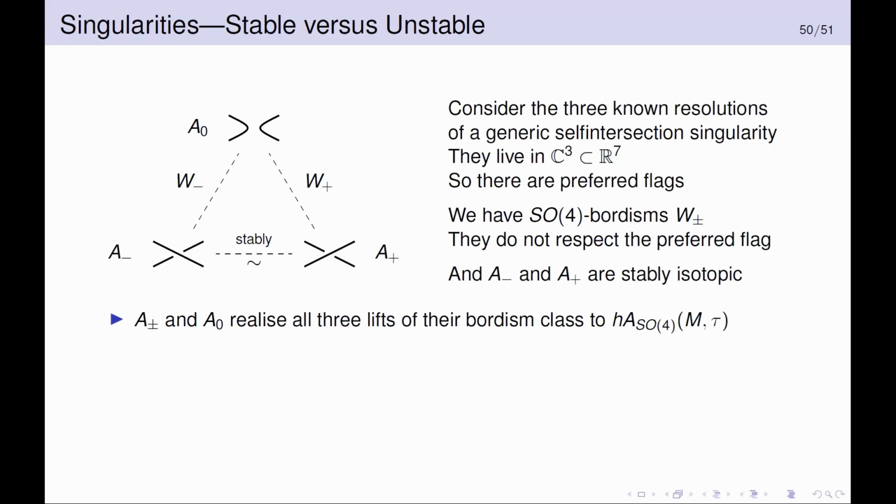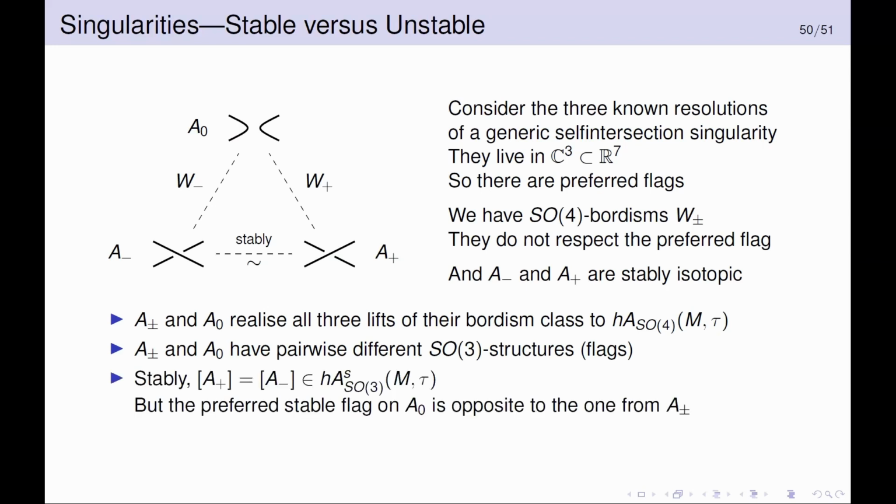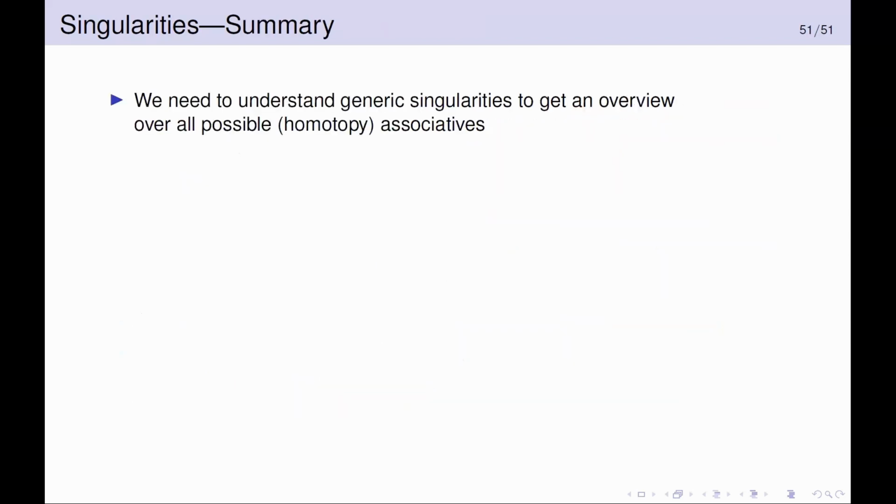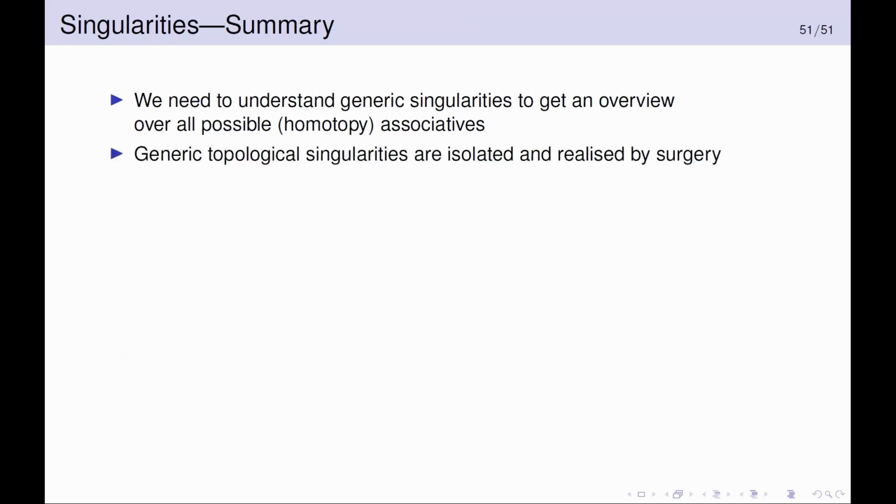So we've seen we realize all the lifts. We have seen we get different SO3 structures, and stably at least a plus and a minus look the same. But that's because stably we can really move around without problems. So let me summarize: we want to understand generic singularities to get an overview of the homotopy associative space. And we have seen two instances. There are some more, but time is out.